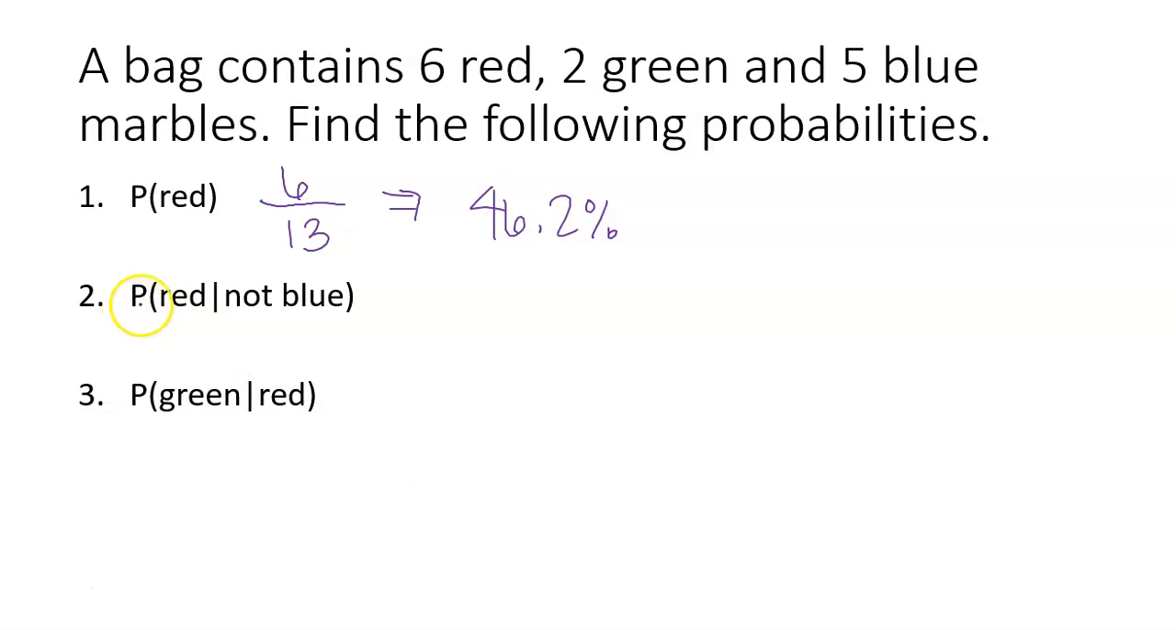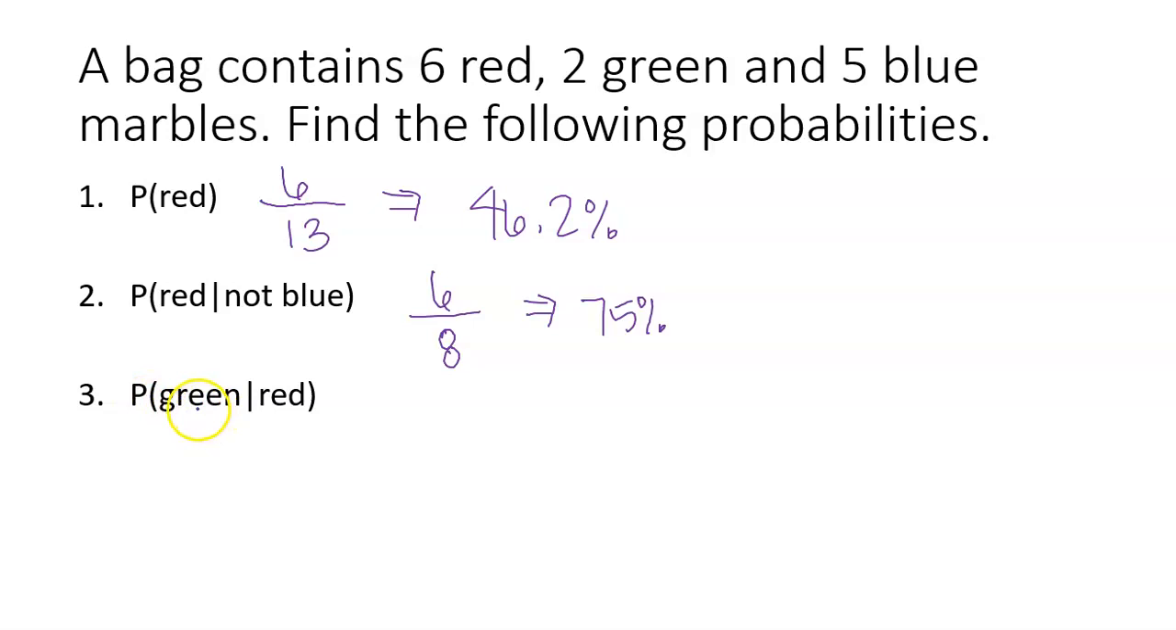Okay, now what is the probability that the marble is red given that it's not blue? Someone pulls it out and all they tell you is that it's not blue. So how many options are there that are not blue out of the 13? There are 6 red and 2 green, so there would be 8 marbles that are not blue. That's our total possible number of outcomes, given that it's not blue. Of those 8, how many are red? That'd be 6. So 6 out of 8, which is 75%.